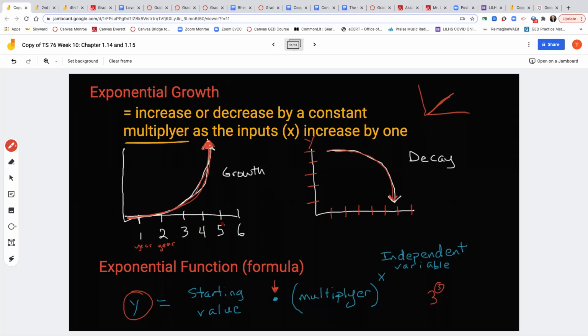So if it was the 5th year, for instance, it would be the multiplier to the 5th. So it would be the starting value times the multiplier, whether it's 3 or 20% or whatever, that multiplier to the 5th power, if it was the 5th year, independent variable 5. If it was the 6th year, independent variable 6.